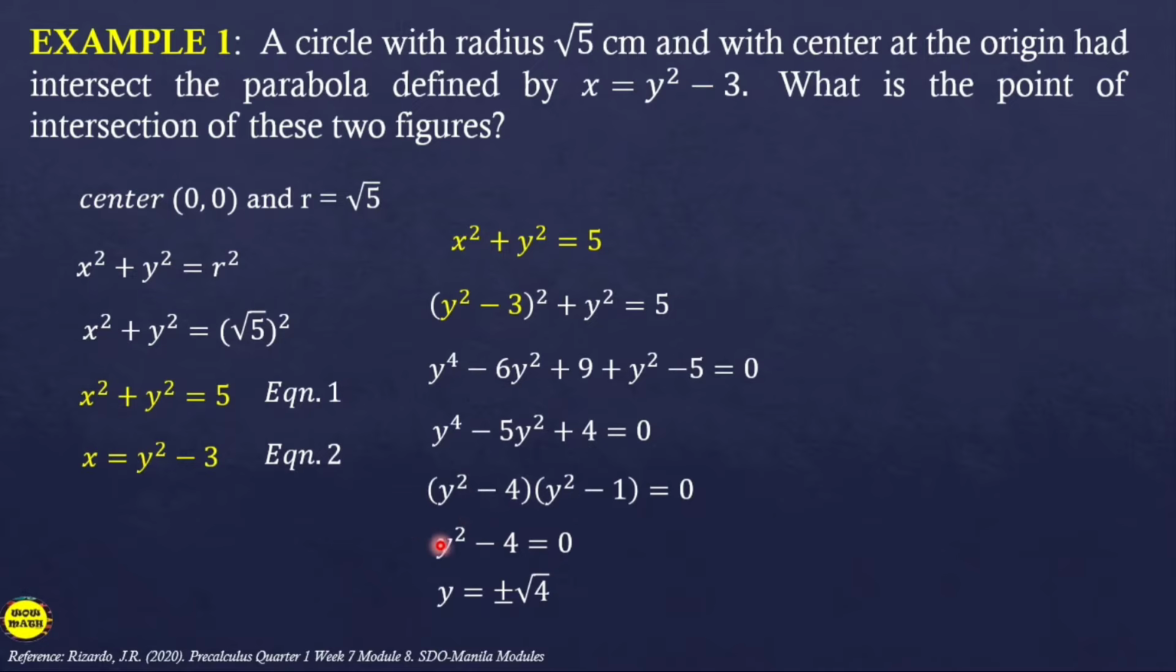And then para makuha natin yung exponent na 2, i-square root natin both sides ng equation. Kaya y is equal to positive negative square root of 4, and square root of 4 is 2. So y is equal to positive negative 2. Same with y squared minus 1. Solve din natin yung value ng y. Lipat din natin yung negative 1 dito sa right side natin kaya magiging positive 1 yan. So y is equal to positive negative square root of 1, and square root of 1 is 1. So y is equal to positive negative 1.